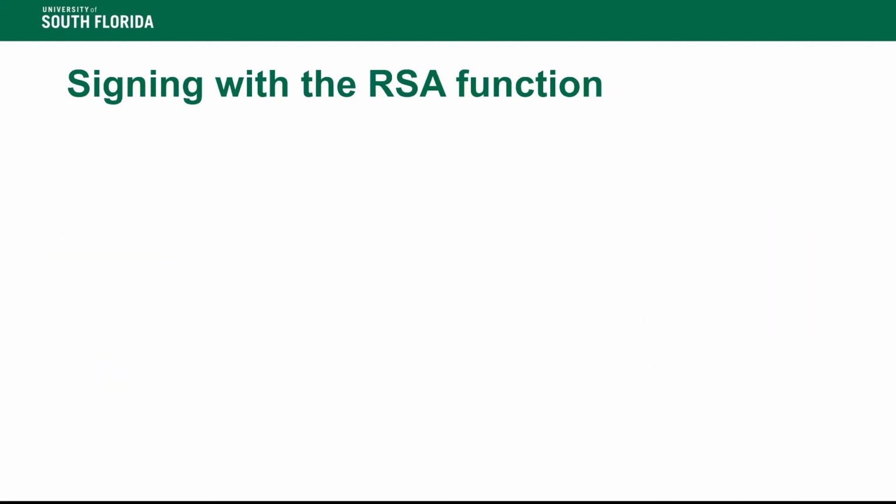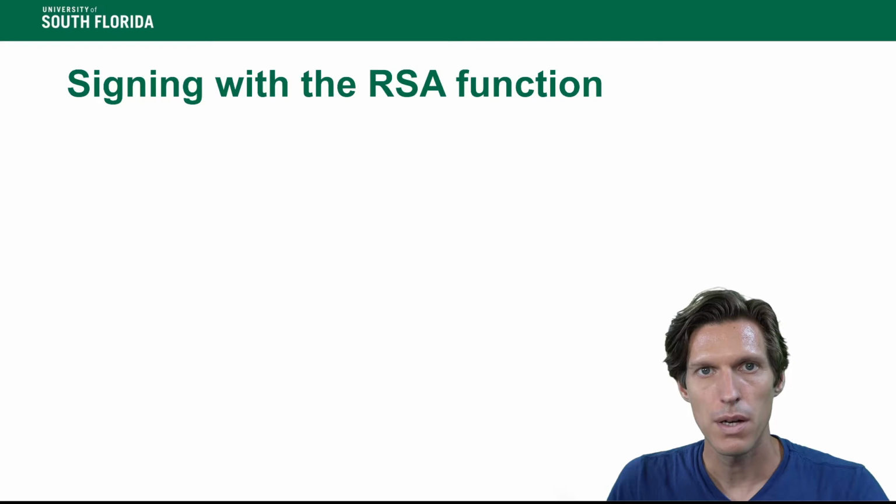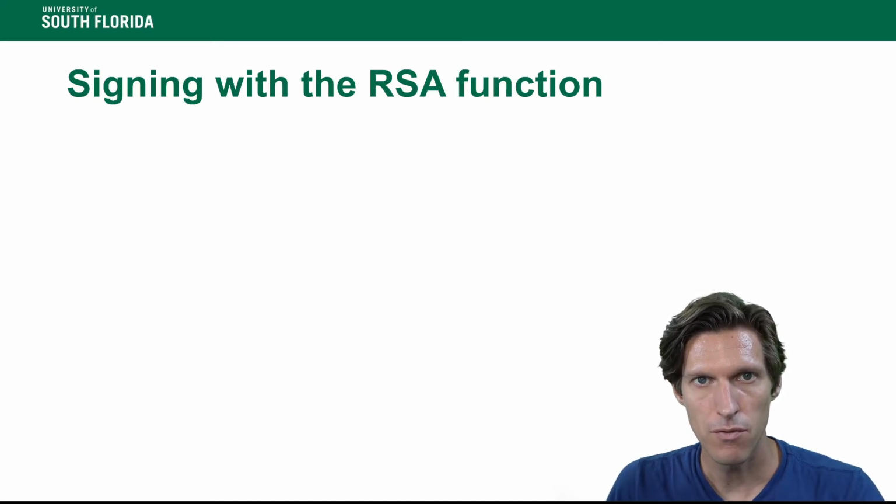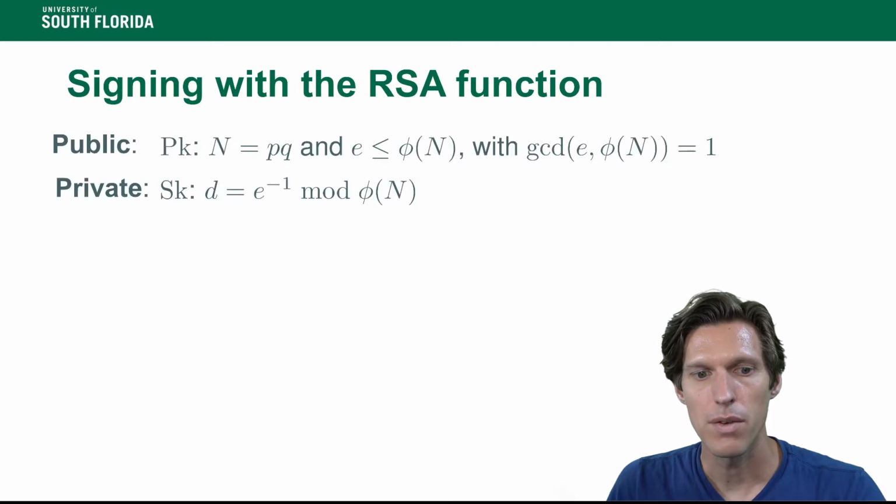So one of the most obvious things that we could try is to sign with the RSA function. Remember this function where f evaluates with the public exponent and g inverts f with the private exponent. The public exponent is e, such that it is co-prime with phi of n, for n the public modulus, and the private exponent d is the inverse of e. So we could use these as public and private key respectively.